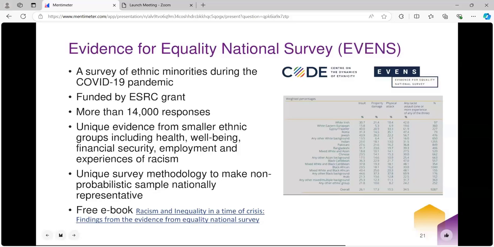Particularly, we could say things about gypsies and travellers, which I don't think any of the national surveys can. Looking at health, well-being, financial security, employment, and experiences of racism. You may remember a while ago that Diane Abbott was suspended from the Labour Party for her comments. Her comments were made in response to comments made about this survey, which is unfortunate, really, but it is very powerful in terms of its experiences of racism and that analysis.